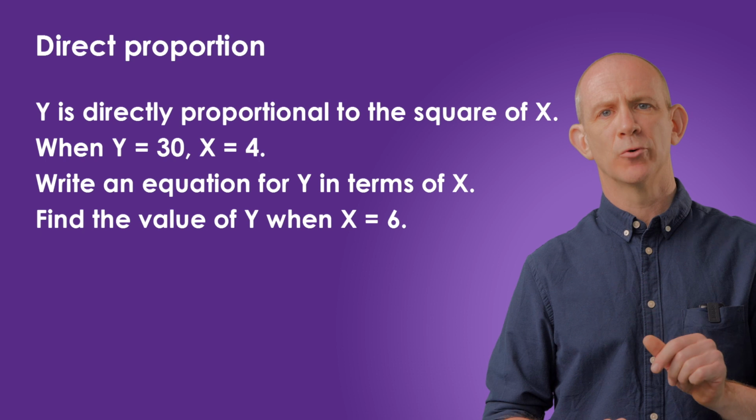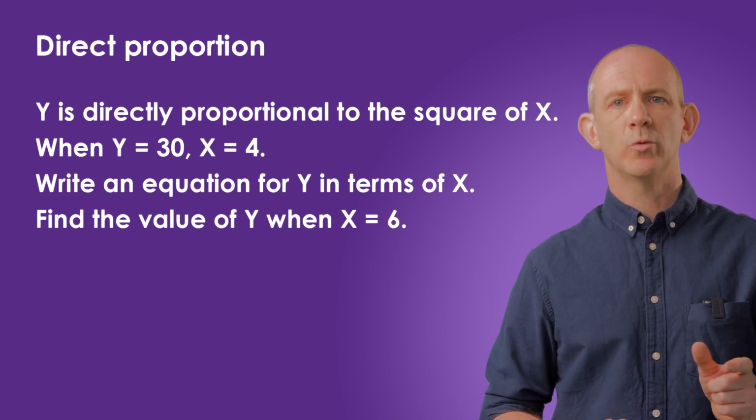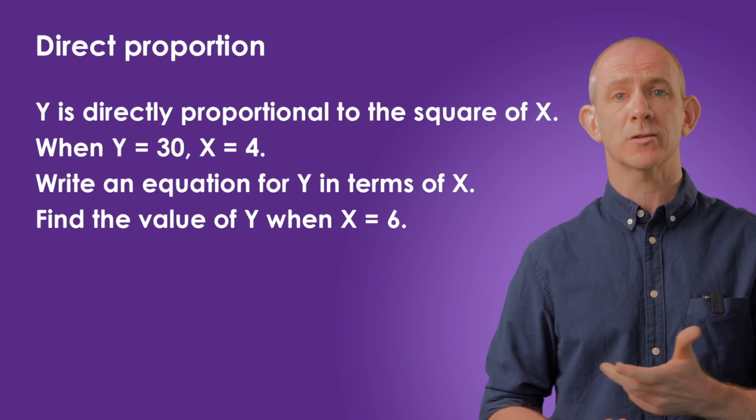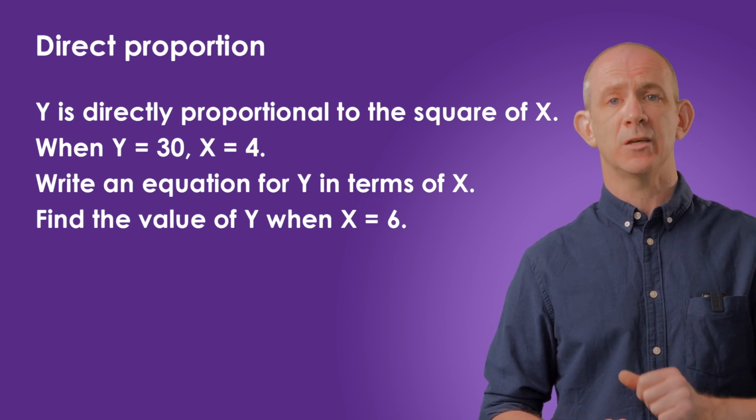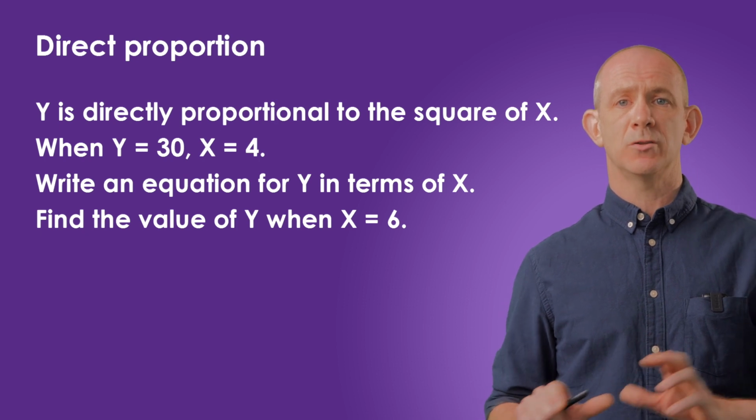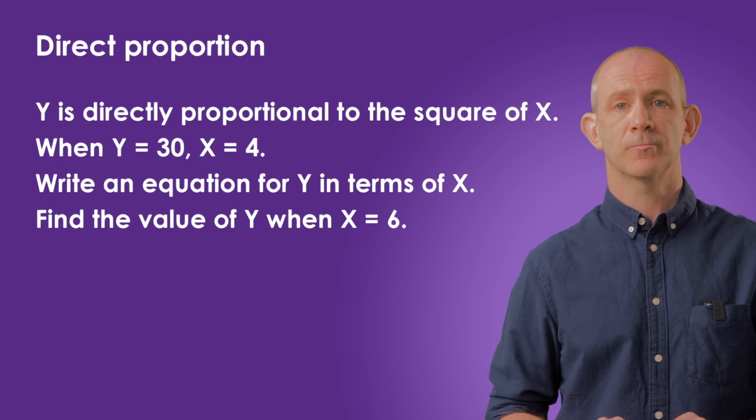Let's have a look at direct proportion when there's a power involved. Here we are told that y is directly proportional to the square of x, or x squared. We're also given that y equals 30 when x equals 4. The question asks us to write an equation for y in terms of x and then calculate the value of y when x equals 6.